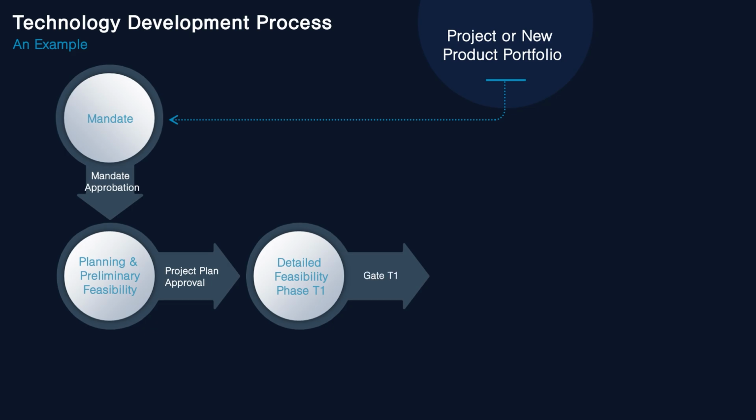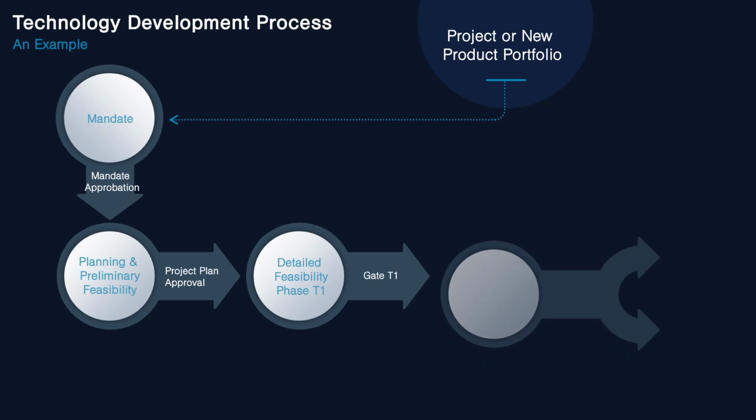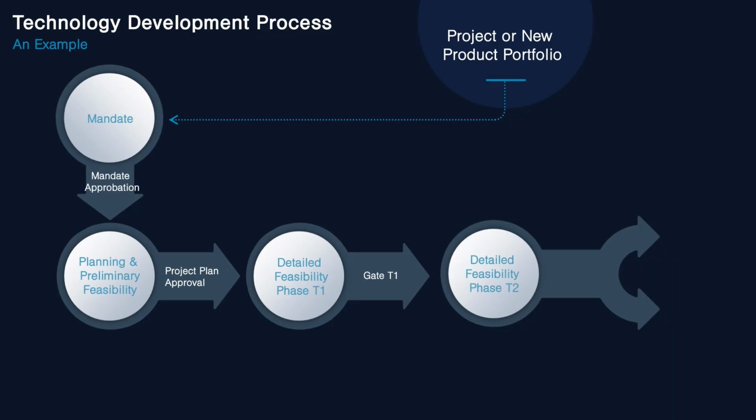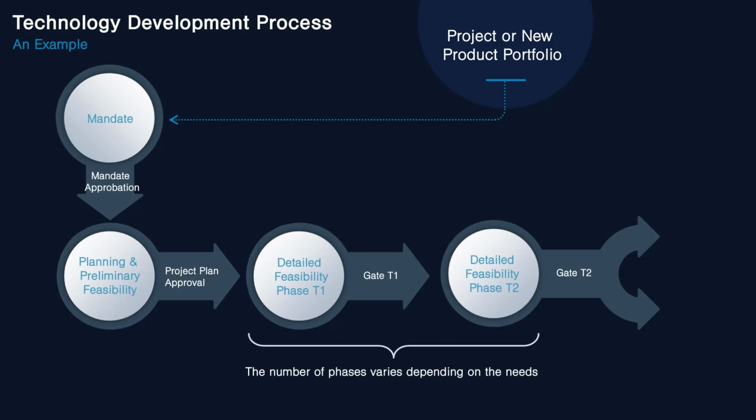Some organizations also call it Gate -2. Detailed feasibility is refined in phase 2. Again, once the deliverables are completed, they will be presented. Note that the number of phases in the technology development process will vary depending on the technology needs and complexity.